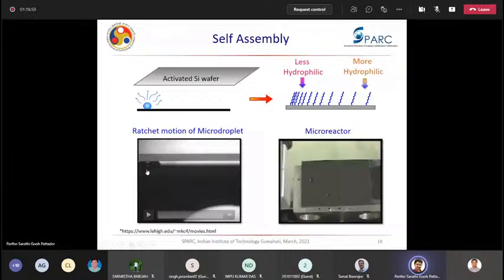Now using this, you can formulate some micro reactor. Maybe you have, say, two or three different reagents there. Okay. And you are mixing one after another. You see? First this one is mixed, then this one, then this will go and mix with this droplet. So you can form a microreactor out of it.